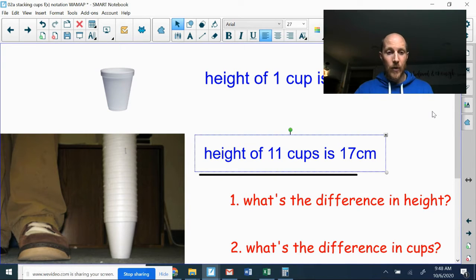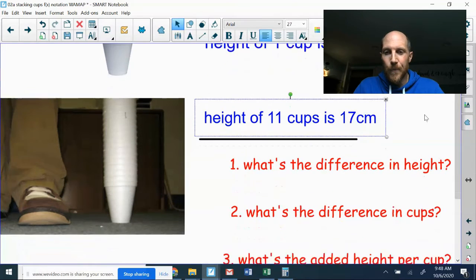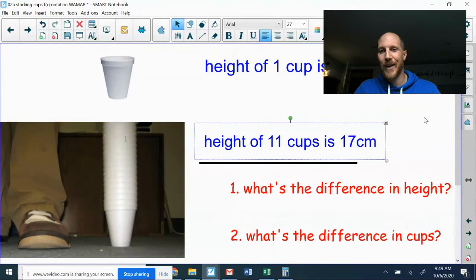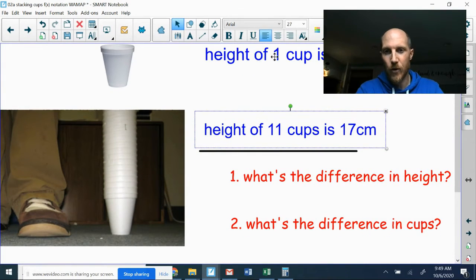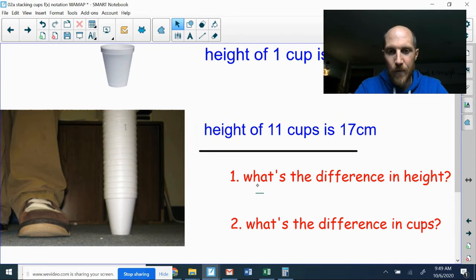So I took some measurements because you guys don't have access to the cups. I measured one cup, 9 centimeters tall, and then I measured 11 cups stacked together, and the total stack of 11 cups was 17 centimeters. Okay, so we need to find out a couple of questions. First, what's the difference in height between the 9 centimeters? One cup is 9 centimeters, 11 cups is 17. So we subtract 17 minus 9.